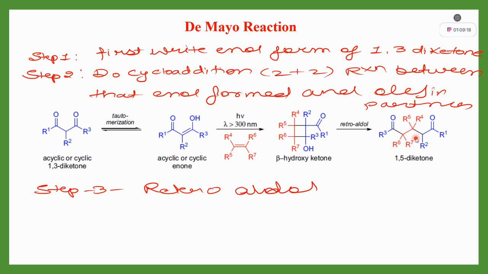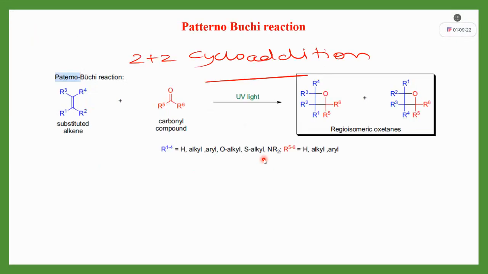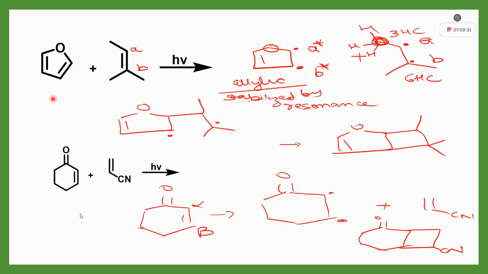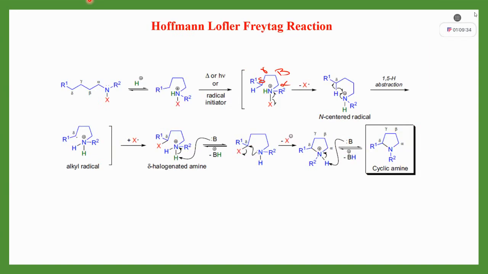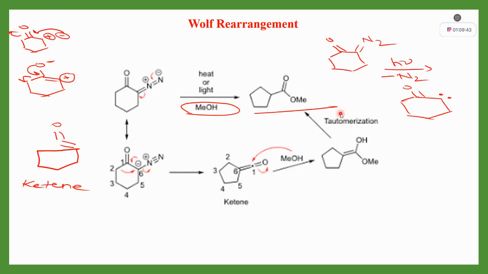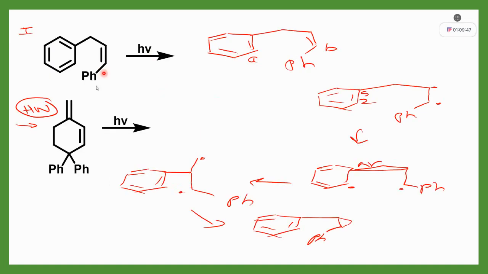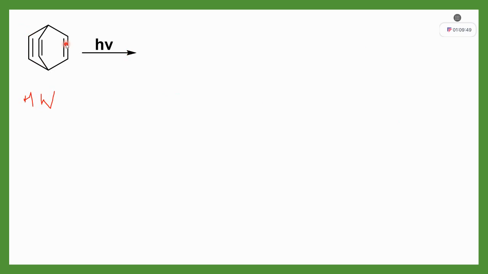Write all these reactions. You will get to know by yourself. These are the questions I have covered. This is the Paterno-Buchi reaction, which is nothing but a 2 plus 2 reaction between an alkene and a carbonyl compound. These questions I covered in front of you only. The Hofmann-Loffler-Freytag reaction is formation of a cyclic amine from N-haloamines in acidic conditions followed by h nu. This is your Wolff rearrangement. This I have explained to you.